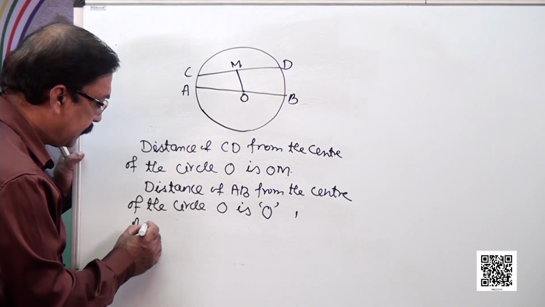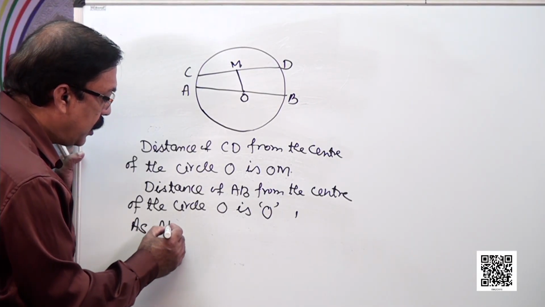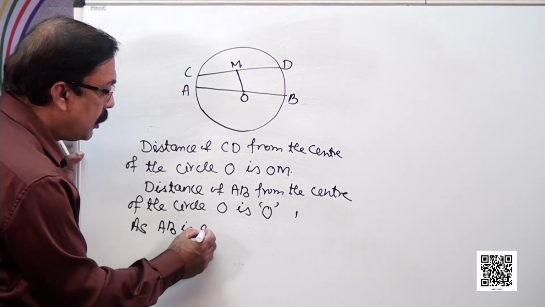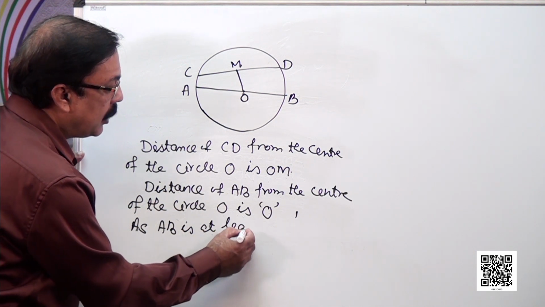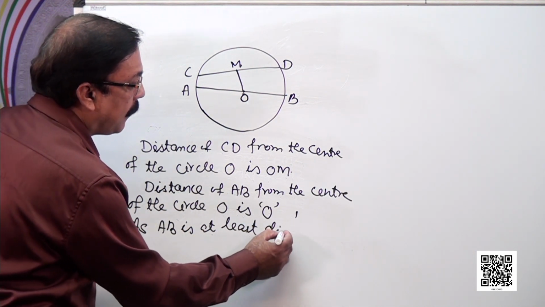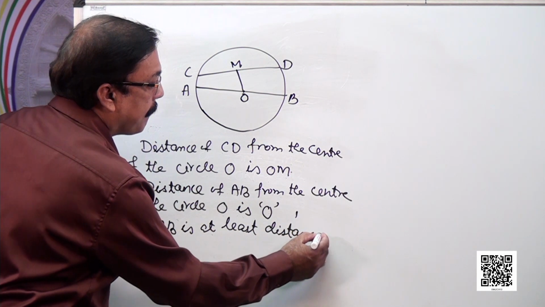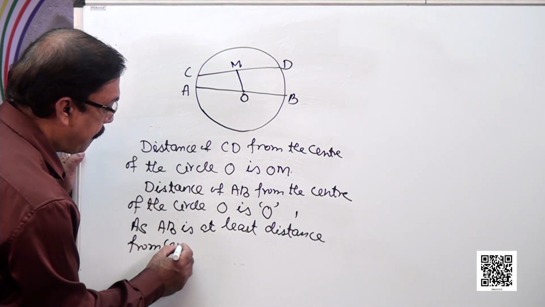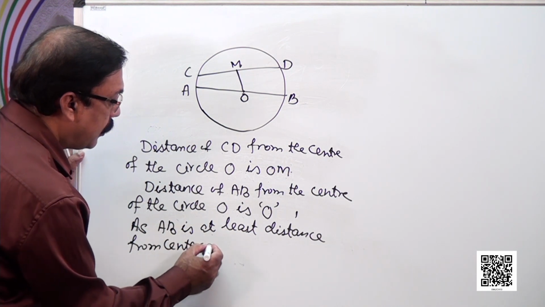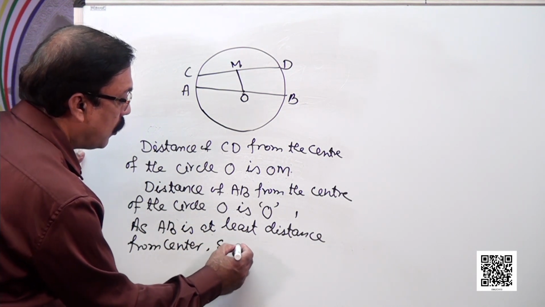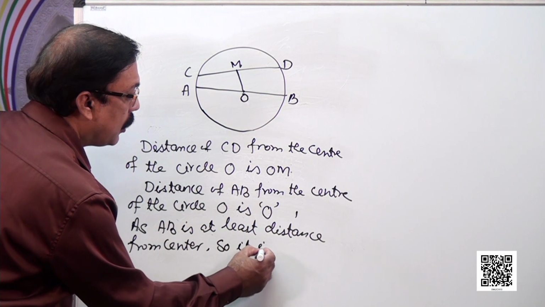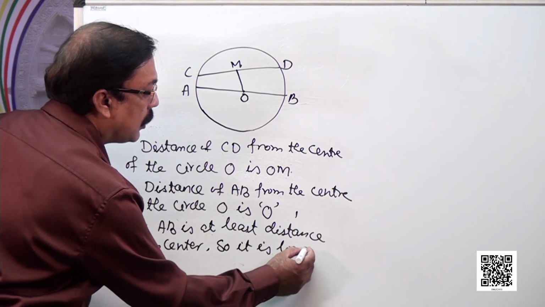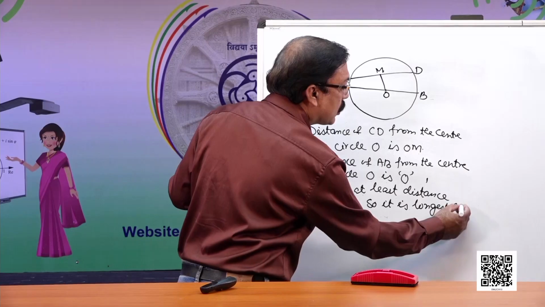So, as AB is at least distance from center, so it is the longest chord.